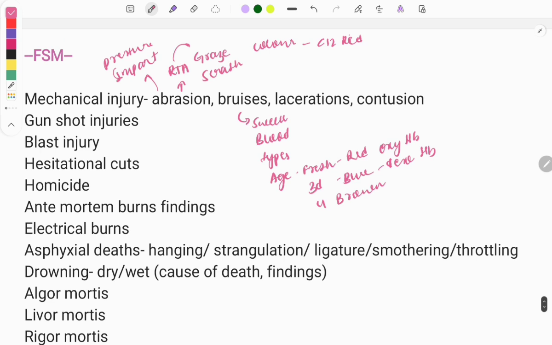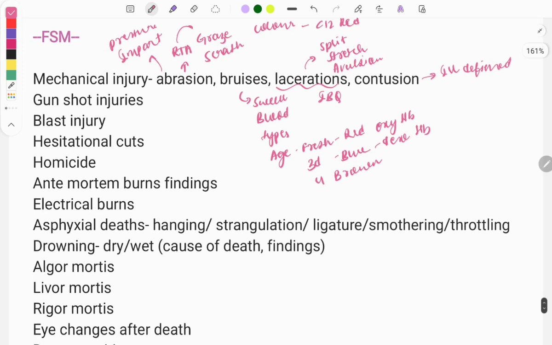Then lacerations, you need to know the types of laceration: the split laceration, stretch, and the eversion. On the lacerations, usually image-based questions are asked. Then moving on to the contusion. Contusion is ill-defined. The margins of the contusion are ill-defined, and you can see the extravasation.